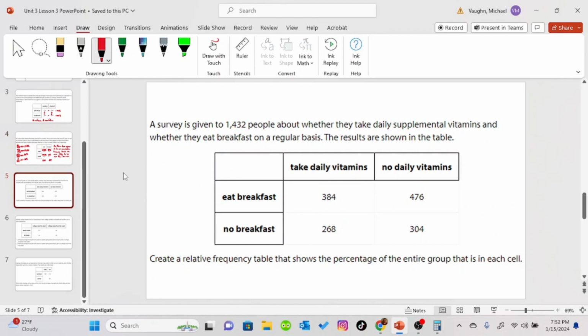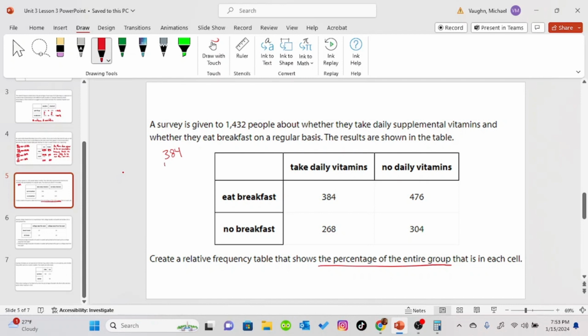A survey is given to 1,432 people about whether they take daily supplemental vitamins and whether they eat breakfast on a regular basis. The results are shown in the table. Create a relative frequency table that shows the percentage of the entire group that is in each cell. So the important thing to know here is that we want the percentage of the entire group.